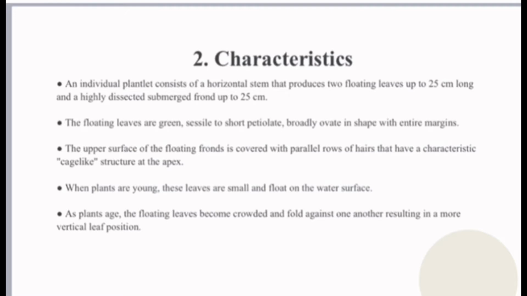Salvinia molesta characteristics: an individual plantlet consists of a horizontal stem that produces two floating leaves up to 25 cm long and a highly dissected submerged frond up to 25 cm. The floating leaves are green, sessile to short petiolate, broadly ovate in shape with entire margins. The upper surface of the floating fronds is covered with parallel rows of hairs that have a characteristic cage-like structure at the apex. When plants are young, these leaves are small and float on the water surface. As plants age, the floating leaves become crowded and fall against one another, resulting in a more vertical leaf position.